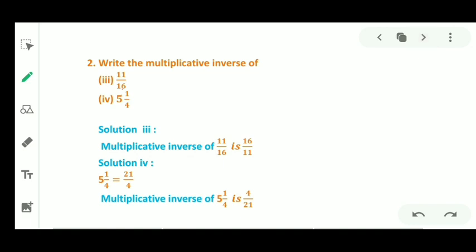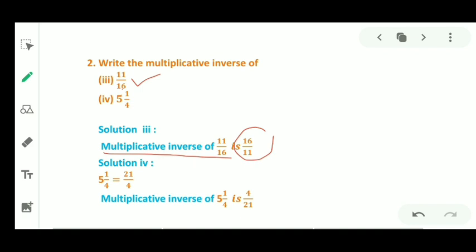Now question number 2. Write the multiplicative inverse of 11/16. The multiplicative inverse of a rational number is the reciprocal of the same rational number. That's why the multiplicative inverse of 11/16 is 16/11.